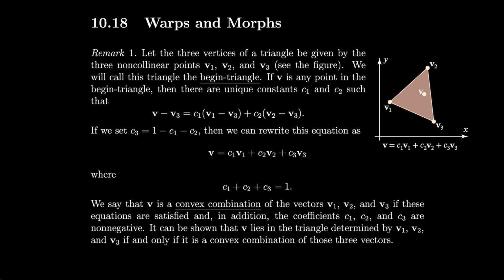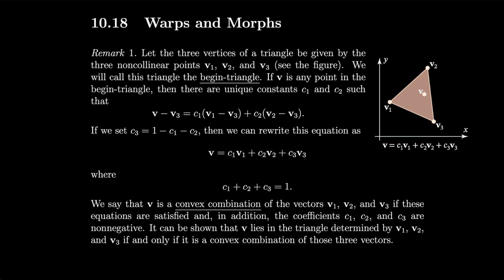Section 10.18 Warps and Morphs. Let the three vertices of a triangle be given by the three non-collinear points v1, v2, and v3, as in this figure. We will call this triangle the begin triangle, because we're going to take the triangle and warp it into a different triangle by transforming the points v1, v2, and v3.